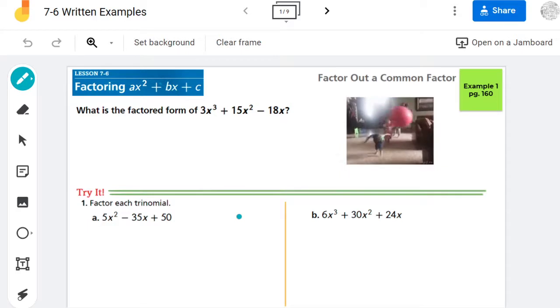In today's video, I'm covering example 1 from section 7-6 in the SavvasRealize Algebra 1 textbook. The goal of today's video is to factor out a common factor.